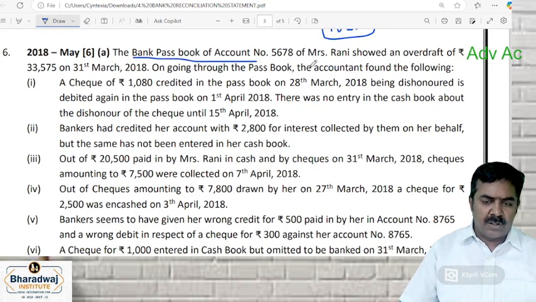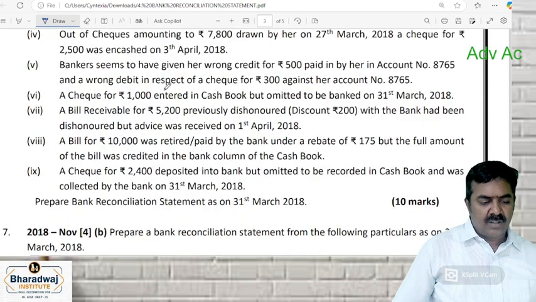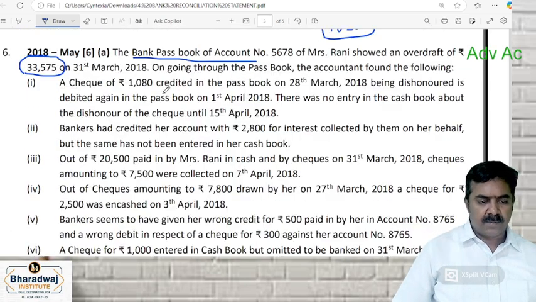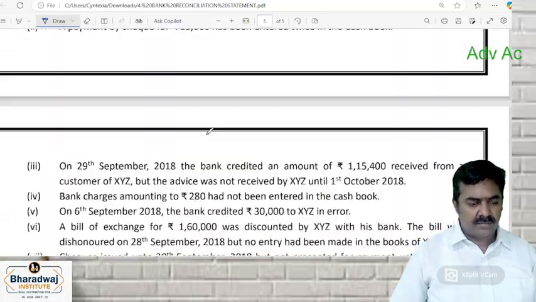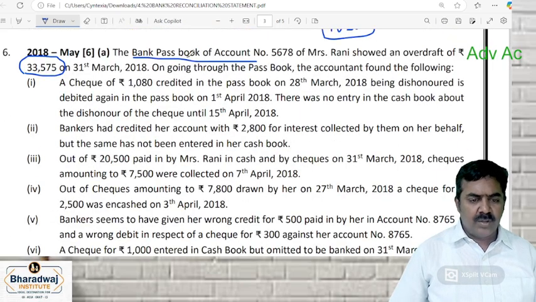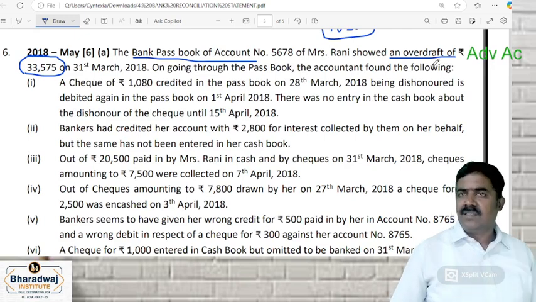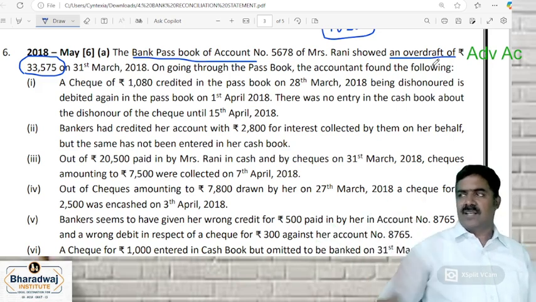The bank passbook showed an OD of 33,575. So they have given about 9 transactions. Try it. So it is OD as per passbook. Who are we now? Banker. According to the customer, adjust. OD at the end, change the sign. Try it.